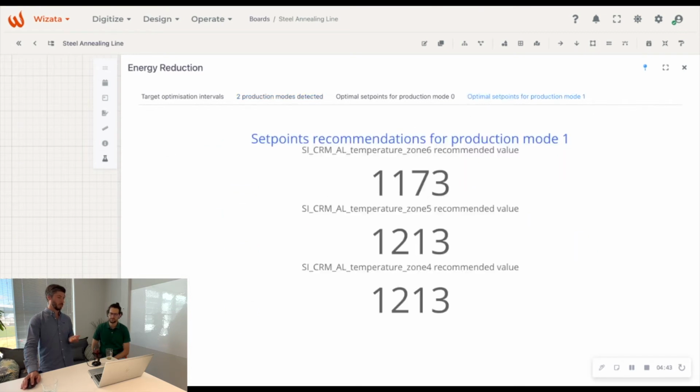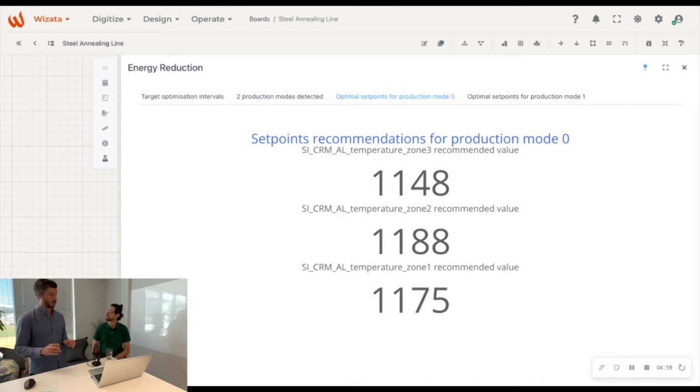And here it recommends directly the values that you can apply and target when you set your systems. For the other group of steel, you will have different recommendations in different zones. So it automatically detects which one is the most impactful to, at the same time, keep quality and reduce as much as possible the consumption, and keep the annealing properties, of course. Okay. So these are the recommendations.